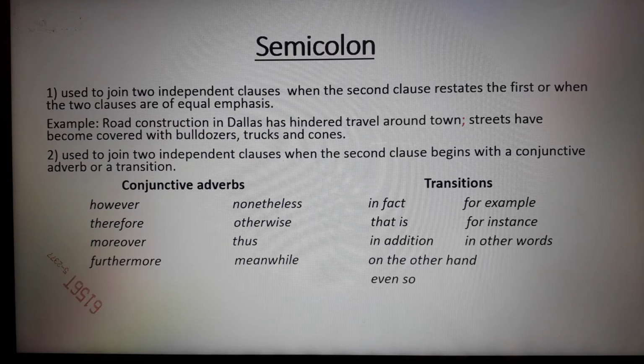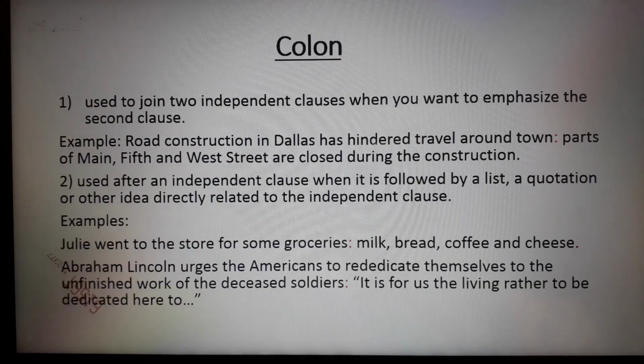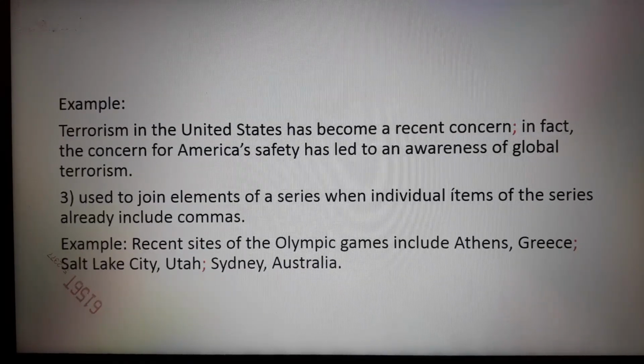A semicolon is also used to join two independent clauses when the second clause begins with a conjunctive adverb or a transition. You have here a list of conjunctive adverbs and transitions. So when you have two clauses, and the second clause begins with one of these words and phrases, you need to write a semicolon. Yes? And you have an example here. Terrorism in the United States has become a recent concern.